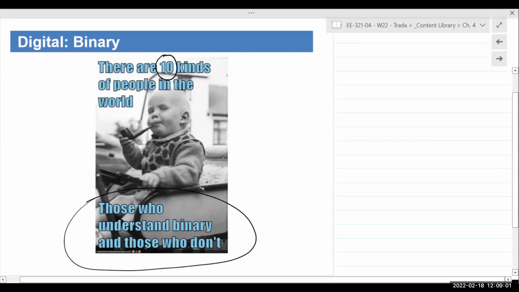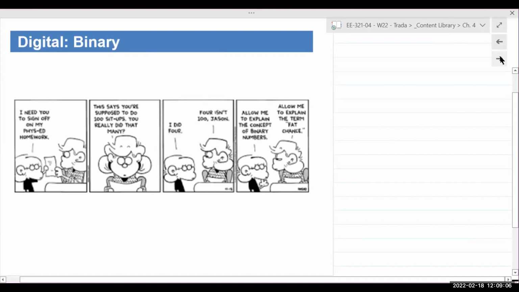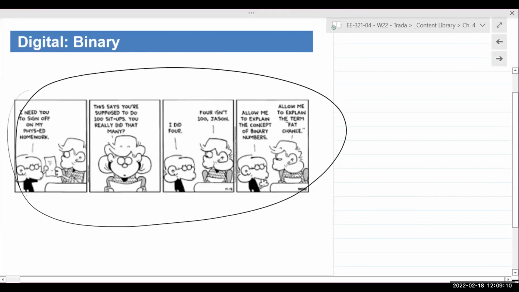And if you don't understand this now, you will in the next video. This is very funny. I really like it. Again, as I said, if you don't understand this now, you will when we actually look at binary numbers.